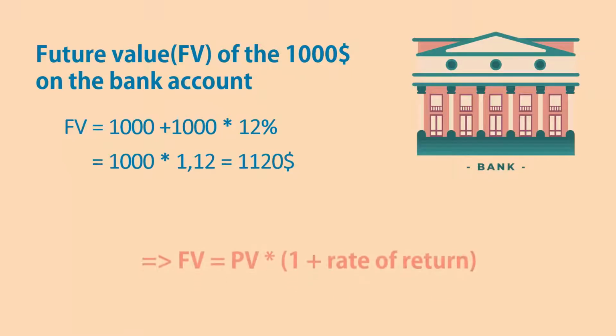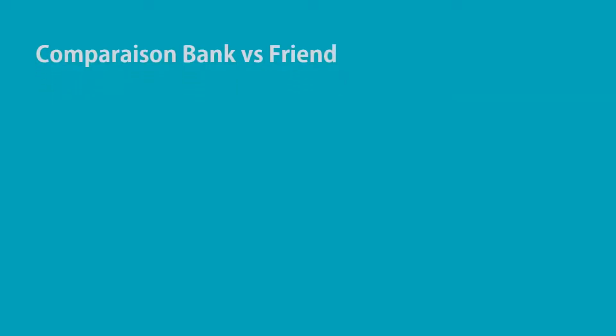This is the future value of the present value, $1,000, if you keep your money in your bank, and the 12% is called the rate of return. Let's say now your good friend asks you to lend him $1,000 and he will pay you back in 6 years $1,500. If you put your relationship on the side and think of pure finance, which option would get you higher return?